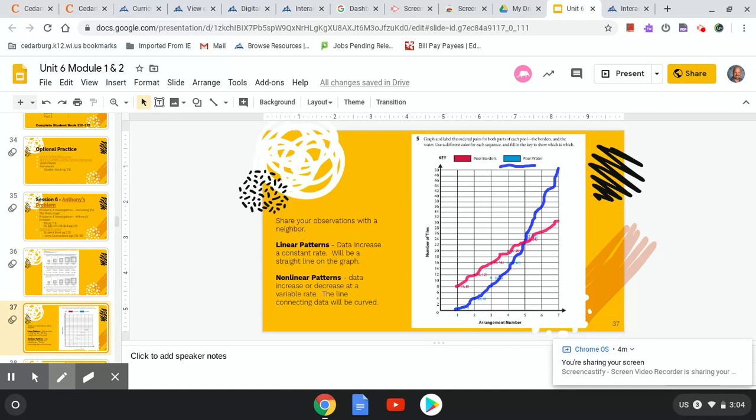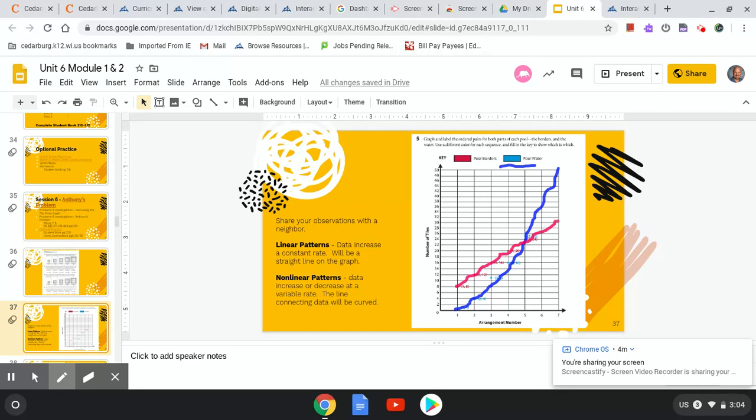So our red line shows the pool borders. And we found that when we went from arrangement to arrangement, or pool to pool, we increased 4 after starting with 8, correct? So we went from 8 to 12, from 12 to 16, 16 to 20, 20 to 24. Because the data increased at a constant rate and it is a straight line on the graph, we would call that a linear pattern.